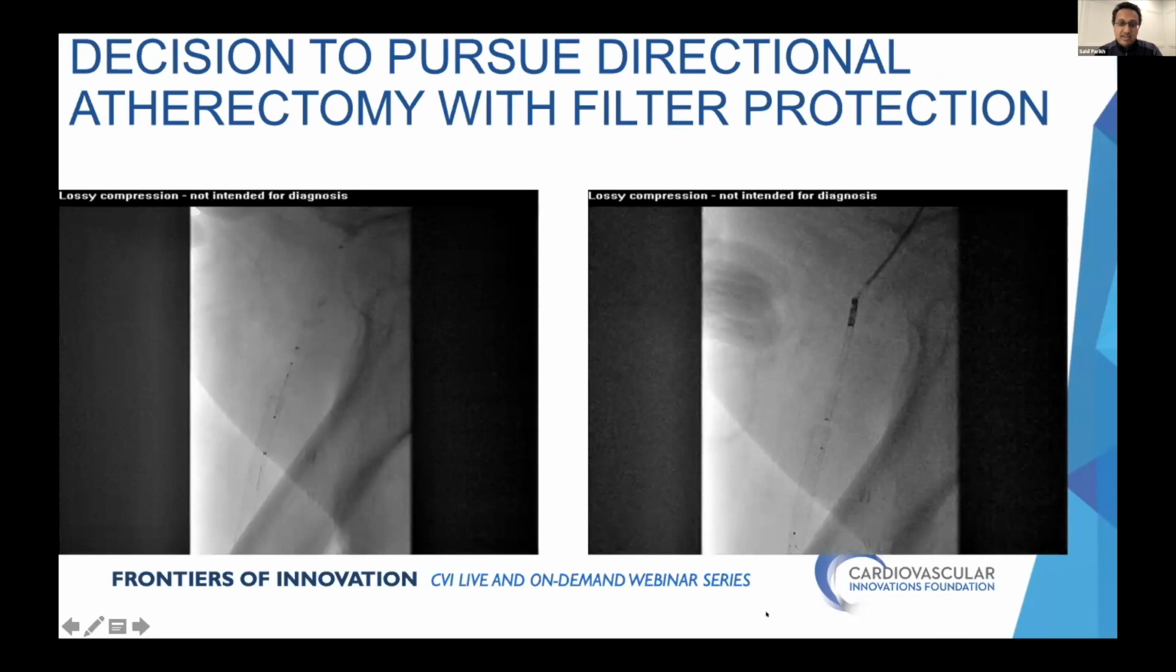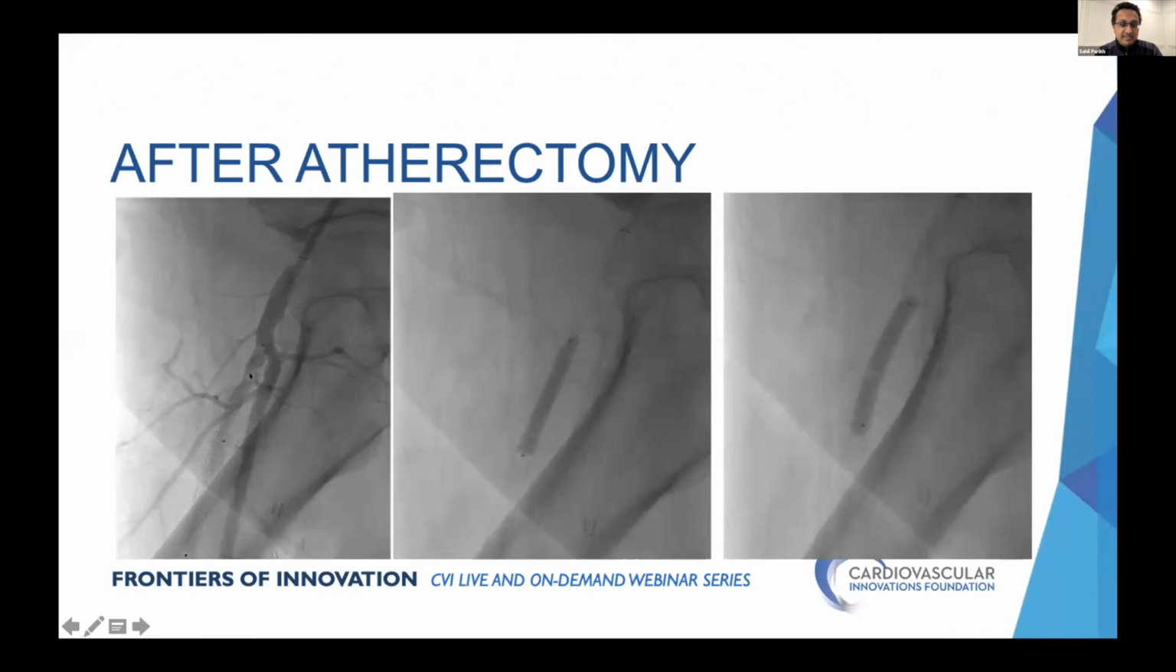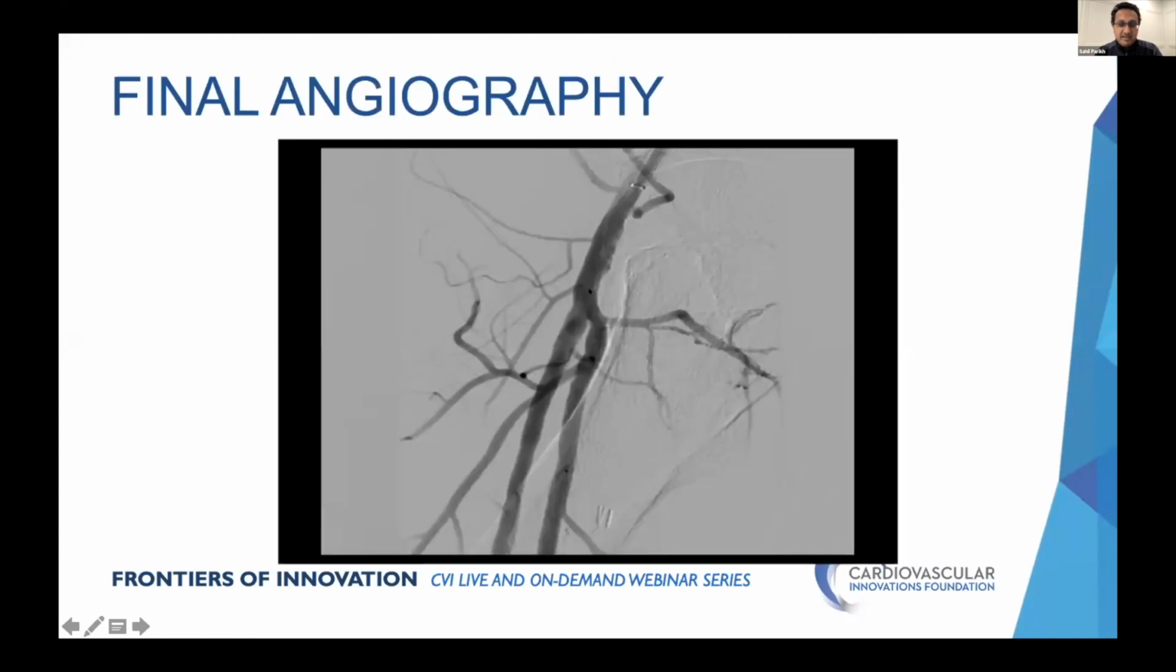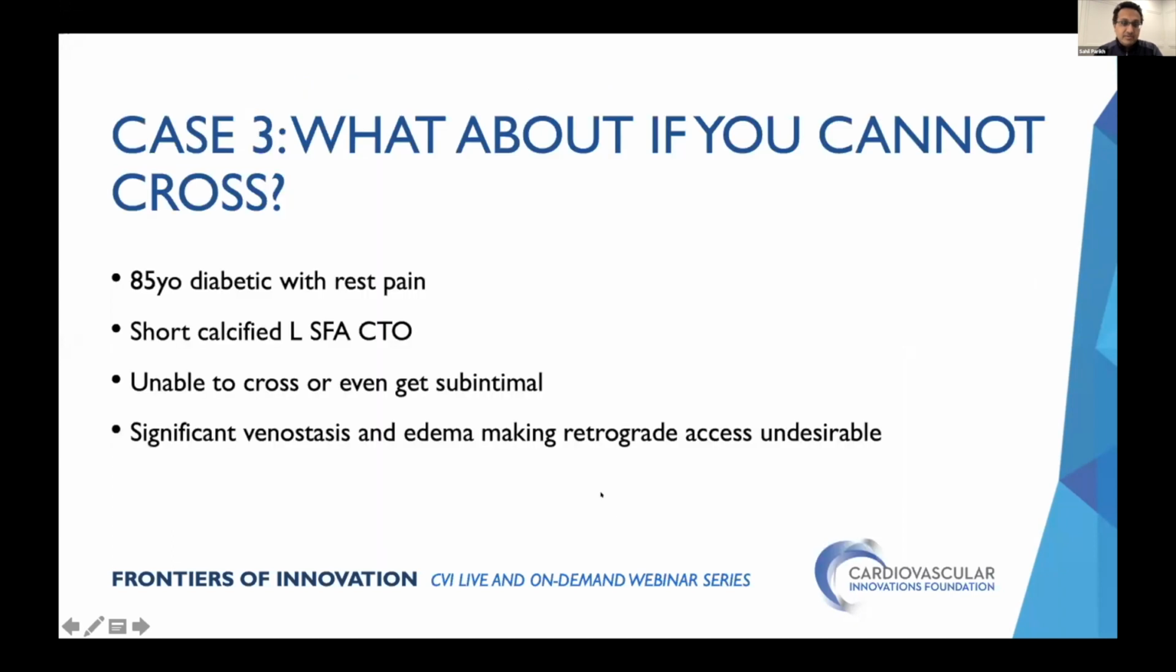For this kind of lesion, after atherectomy, it looks a little bit beaten up, but with balloon angioplasty and DCB, we got an excellent angiographic result. And this patient is now 6 years out from this procedure with a widely patent SFA. So I think for focal eccentric, especially soft plaque, I prefer directional.